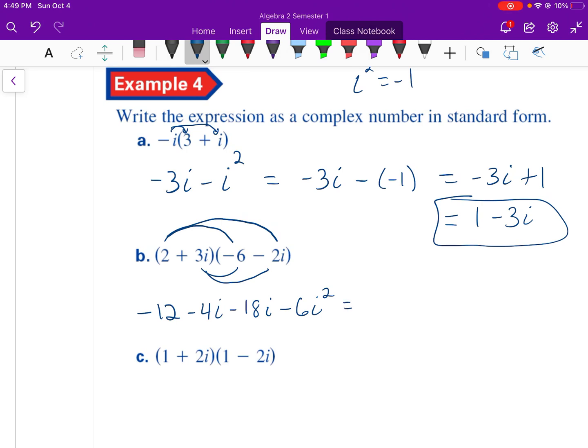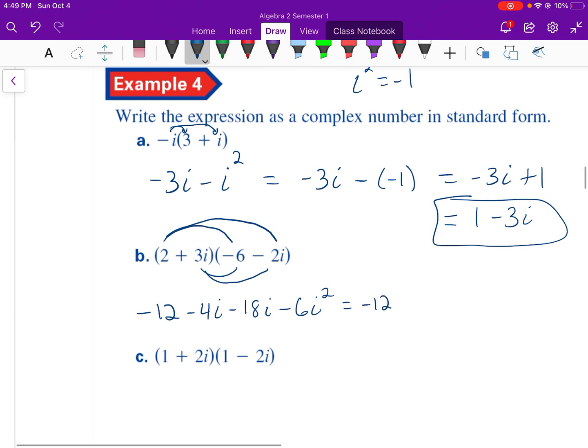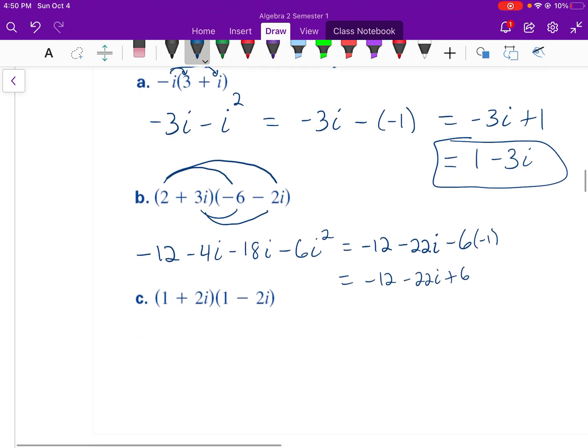First what I'm going to do is combine those i's. So I got negative 12 minus 22i. And then I'm going to replace that i squared with negative 1. So then we got negative 12 minus 22i plus 6. Combining like terms, we get negative 6 minus 22i. So nothing really new, other than replacing i squared with negative 1. Same concept as when we just have variables.